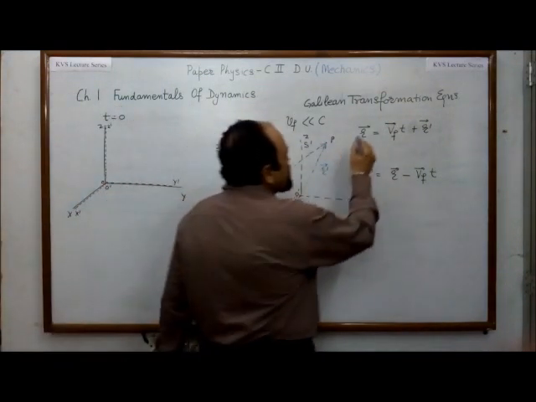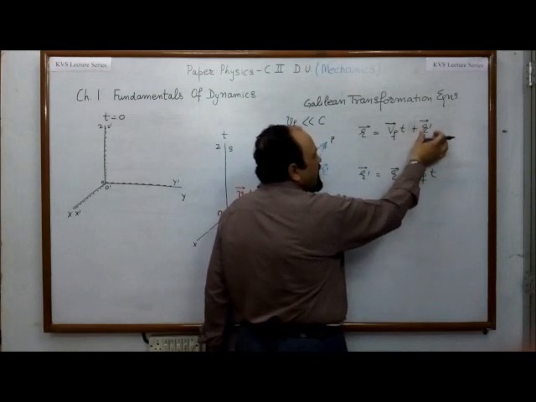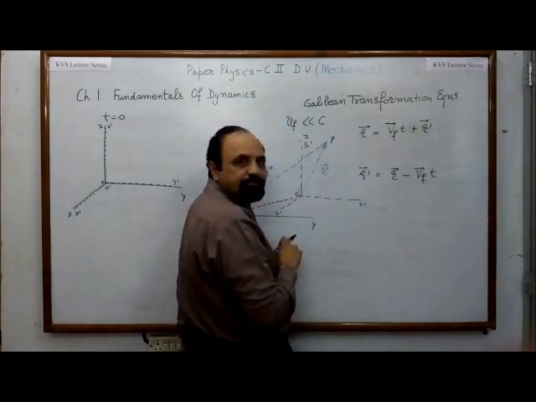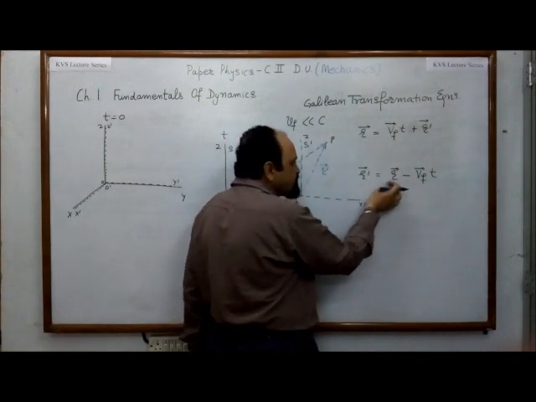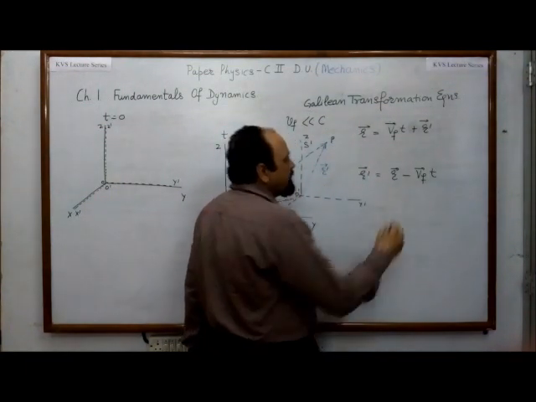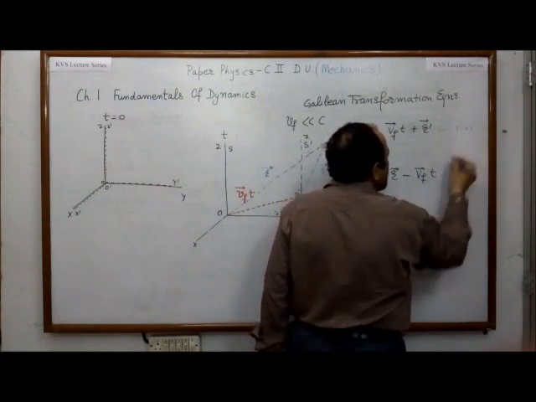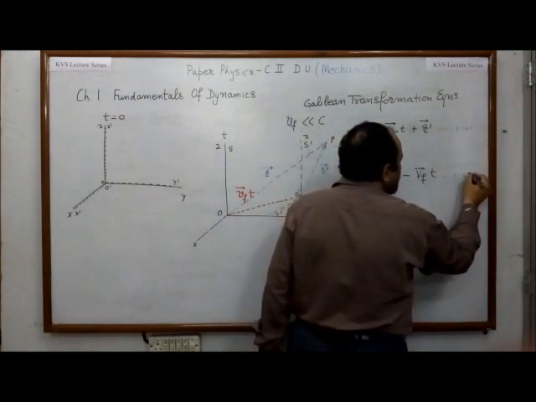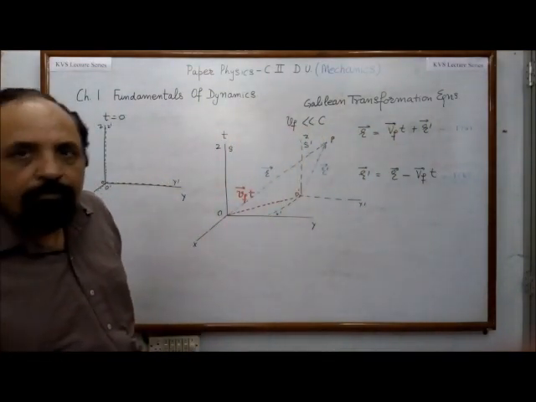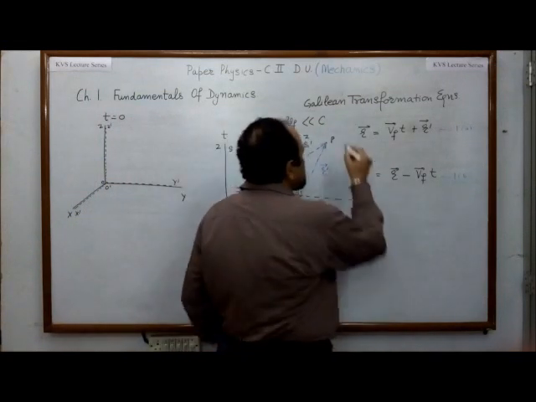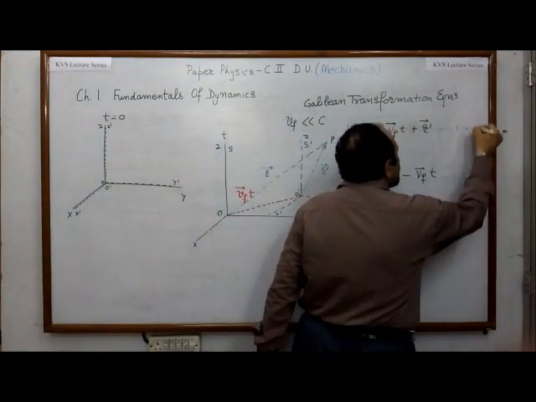Now this transformation equation will help me. If I know R', I can find out R. And this equation will help me to find out R' if I know R. So these two equations, 1A and 1B, constitute the first Galilean transformation equation.